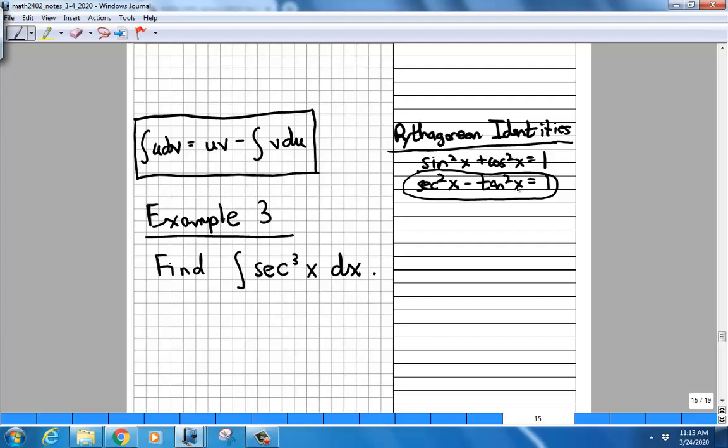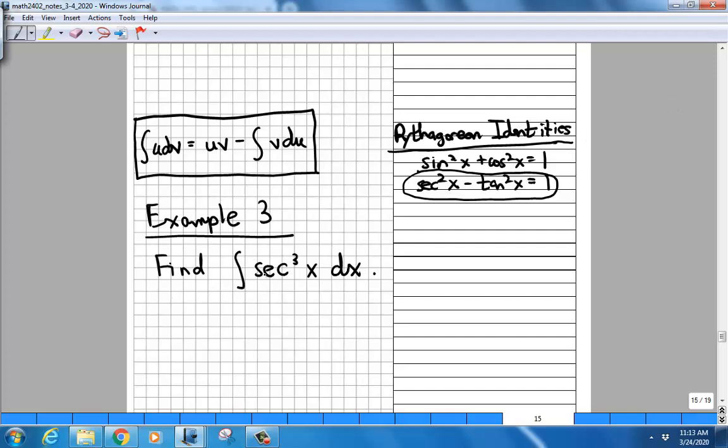The second Pythagorean identity says secant squared of x minus tangent squared of x also is equal to 1. So notice that secant squared x minus tangent squared x is equal to 1. Of course, you don't study this one as frequently, because we don't use it as often as the first Pythagorean identity, but it's still important, and we're going to use it in finding this antiderivative in just a moment.